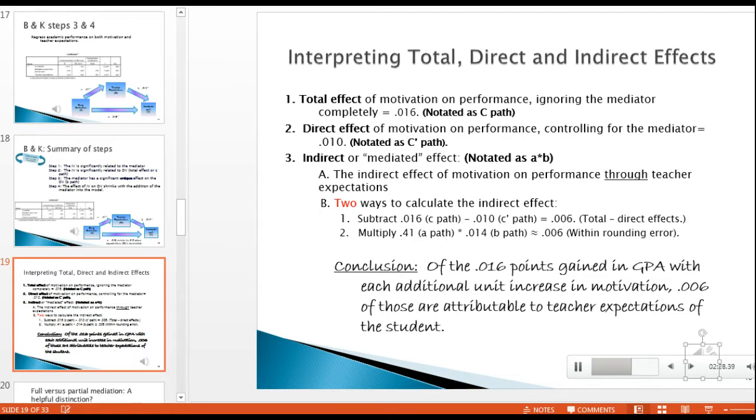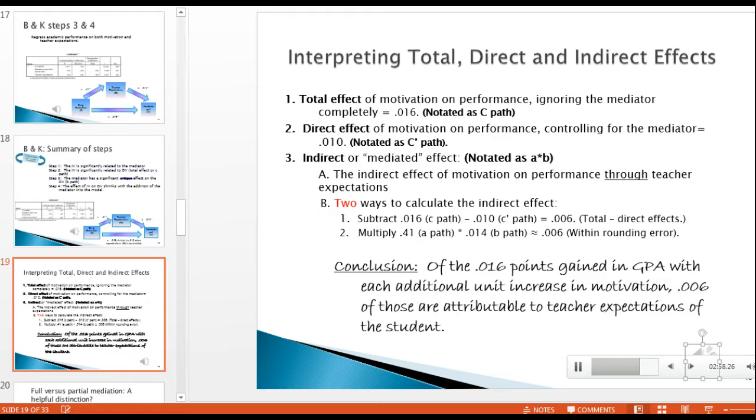A lot of times the direct effect is noted by a C prime. So the C path itself is the total effect. We just regress the DV on the IV and just look at that relationship. And then the C prime is the B weight of the IV when the mediator's in the model, so it's controlling for the mediator. So we would subtract that direct effect from the total effect, and we get the indirect effect. And that's the variability that's going through the mediator.